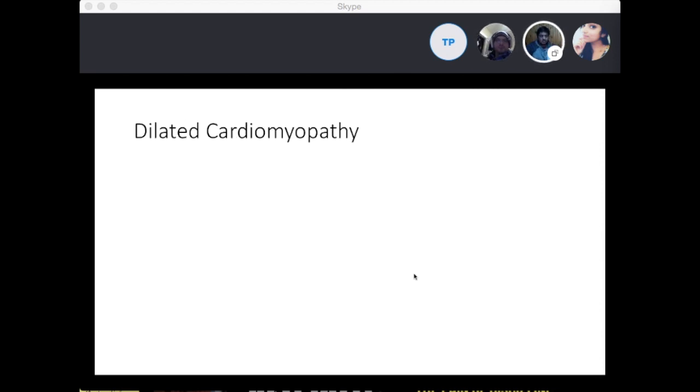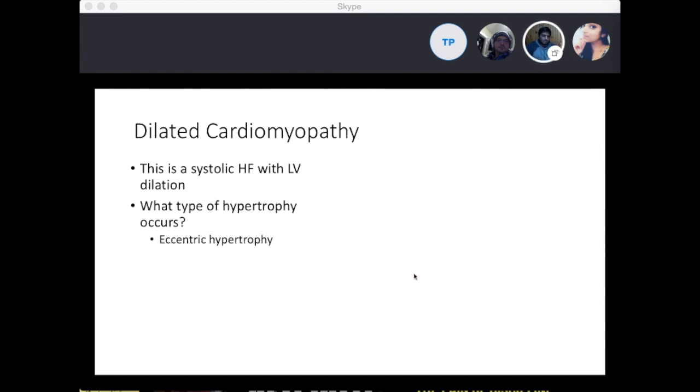Dilated cardiomyopathy. Why do I bring this one up here? So this is a systolic heart failure with left ventricular dilation. So what type of hypertrophy occurs? Well, I gave you the answer again. Eccentric hypertrophy. So what is eccentric hypertrophy?